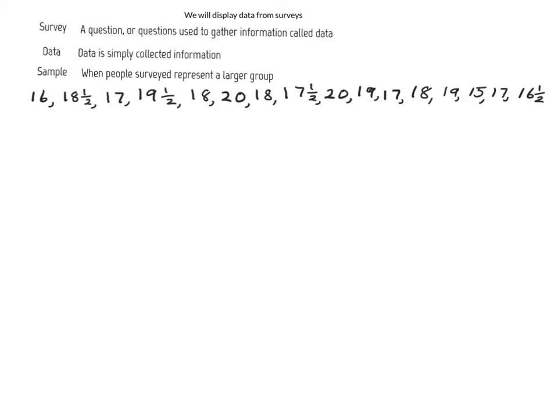Now, with this information, we're going to make a line plot and a frequency table. So first, we're going to make a frequency table. These numbers up here represent test scores. The first thing we need to do is look at them and find the lowest test score, which is 15, and the highest test score, which is 20. And if you notice, we have some that are halves too, so we need to take that into account.